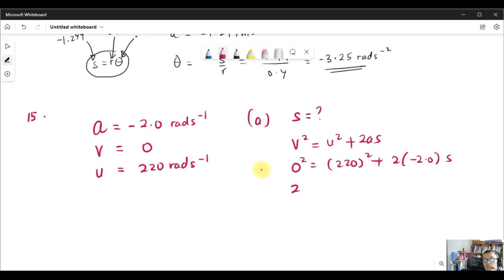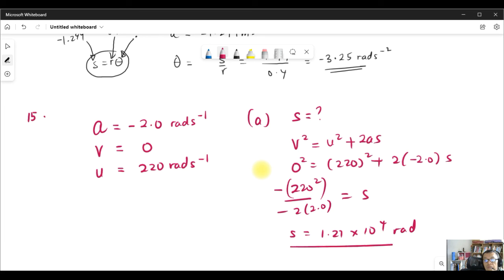So negative 220 squared divided by negative 2 times 2.0. That will give you your angle. 220 squared divided by 4, you get 1.21 times 10 to the power of 4 radian.